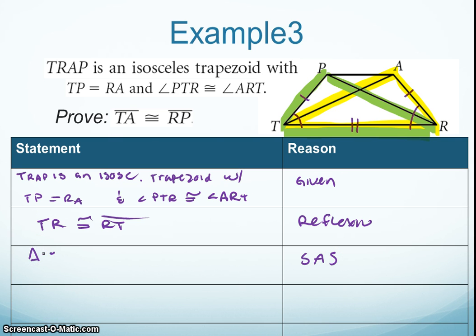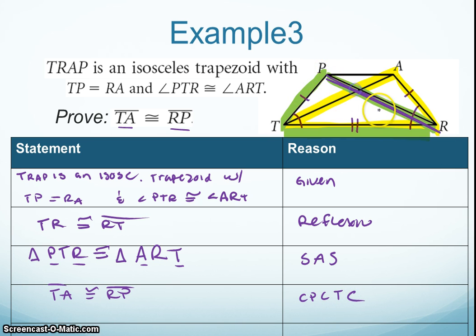So I know that triangle PTR is congruent to, so P corresponds with A, and T corresponds with R, and then so it's ARP. So now that I have that those two are congruent, I can prove my statement that TA is congruent to RP. So TA is congruent to RP by corresponding parts of congruent triangles is congruent. So I know that PR is congruent to AT because they're both the hypotenuse of the corresponding triangles that are congruent.